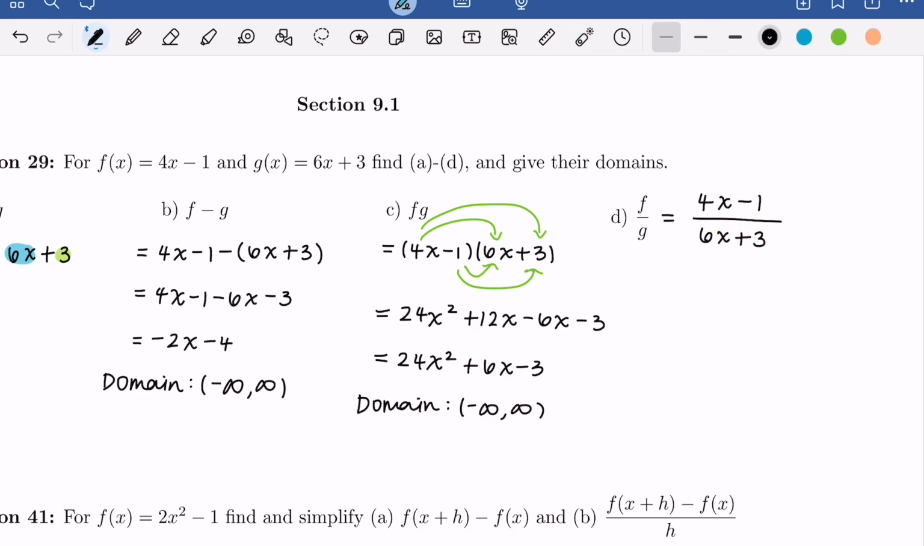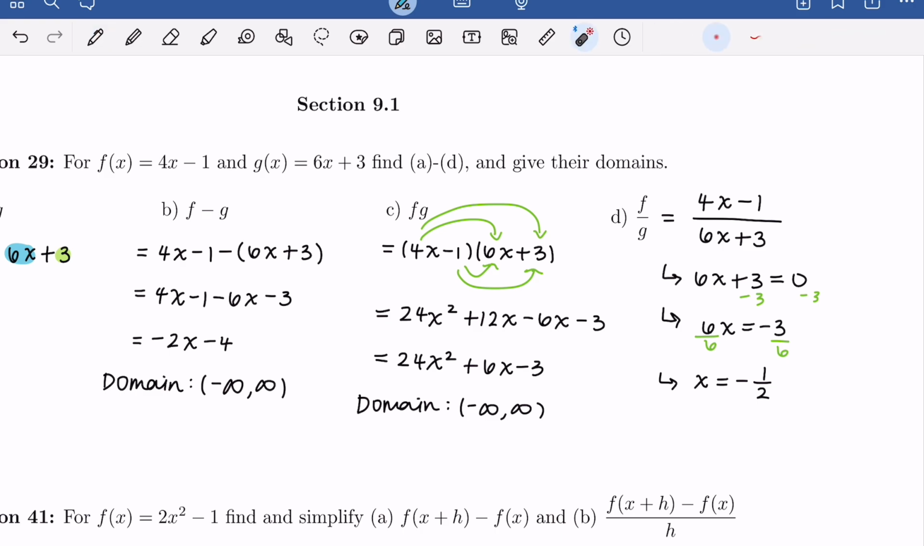So we need to figure out when our denominator, 6x plus 3, is going to be equal to 0. We can do that by setting it equal to 0 like we have here, and then solving for x. So we'll subtract 3 on both sides here. We're going to end up with 6x is equal to negative 3, and then lastly we'll divide by 6 on both sides. So we're going to get x is equal to negative 3 over 6, or negative 1/2.